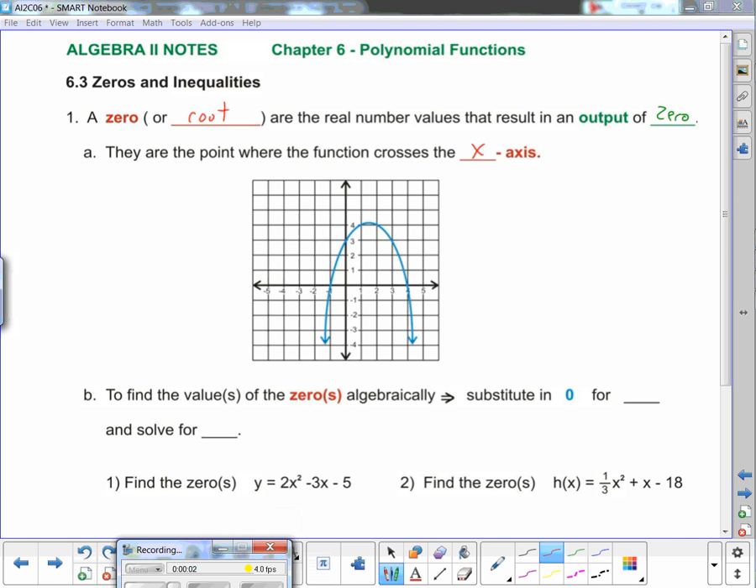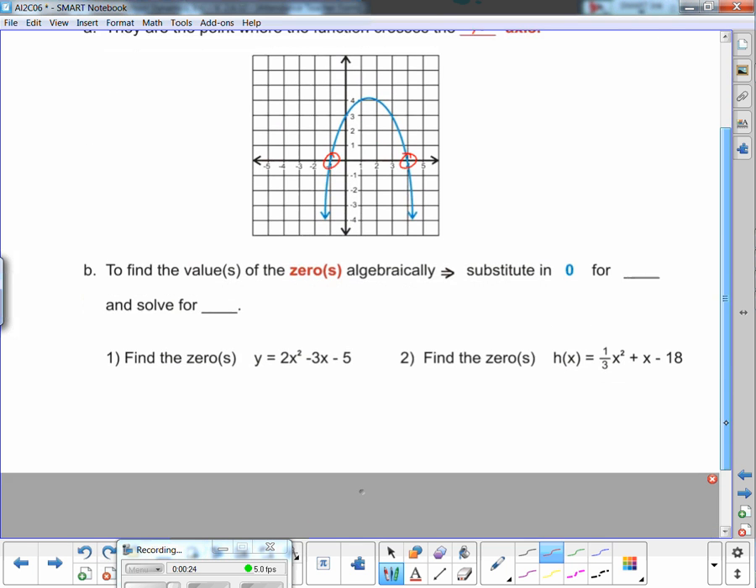All right, so again, a zero, or any root, is the real number value when the output is zero. So simply we're talking about the x-intercepts. In the example, those would be -1 and 4. You can read it right off the graph on that one, pretty simplistic. If we wanted to do it mathematically, then we're going to put in 0 for the y.